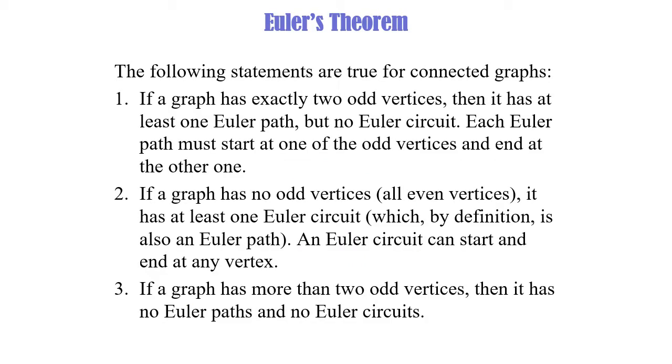Euler theorem is a very important theorem. If a graph has exactly two odd vertices, then it has an Euler path but no Euler circuit. And keep in mind the Euler path here starts at one of the odd vertices and ends at the other one. If a graph has no odd vertices, all even vertices, then it has at least one Euler circuit, and the Euler circuit must start and end at the same vertex, and it can start at any vertex. If a graph has more than two odd vertices, then it has no Euler path and no Euler circuit.